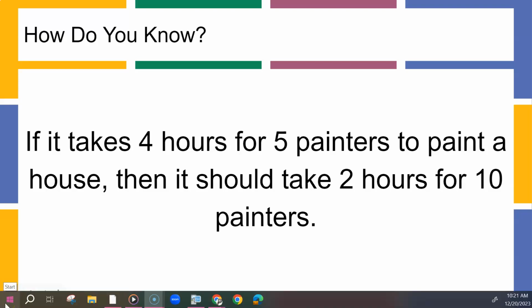Alright, does anyone think they know how we could figure this out? Anyone think this is direct or inverse? Have an opinion on one or the other? Do you think it's direct or inverse? Why?